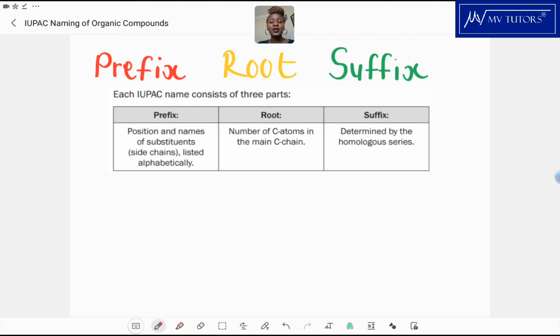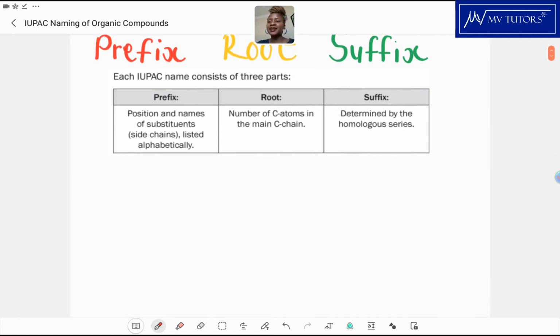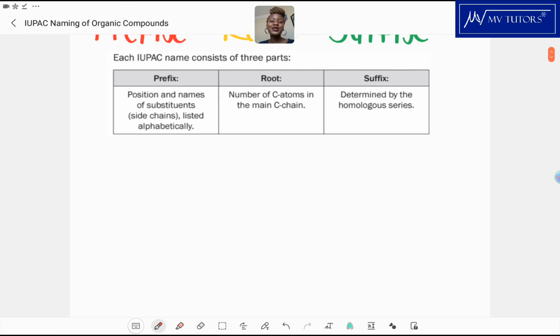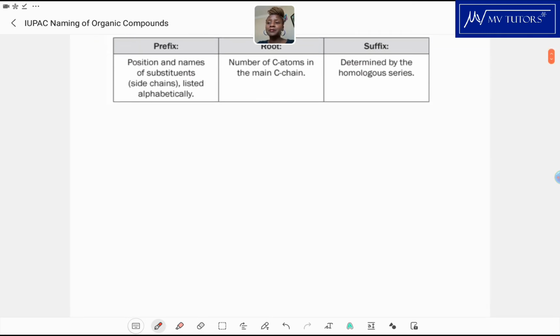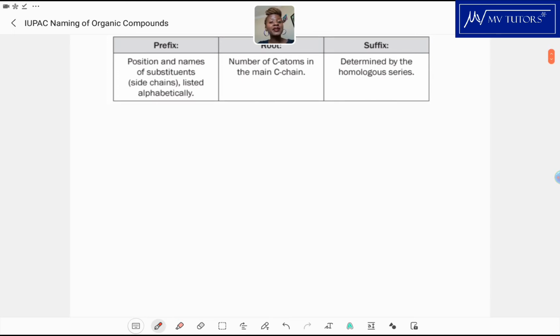So we're just going to do a little bit of a summary. You should know by now the homologous series from the previous video. But let's start with the root and the suffix. The root depends on the number of carbon atoms in a chain.